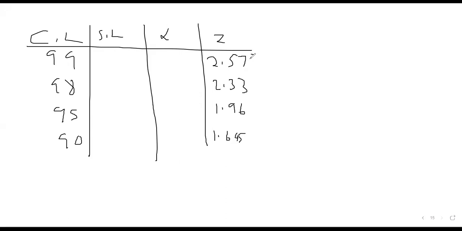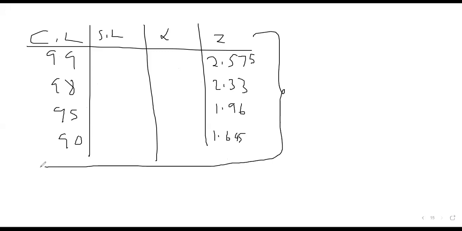In fact, to be more precise, I can put 2.575. So you just memorize these four. 99, 2.575. 98, 2.33. 95, 1.96. And 90, 1.645.